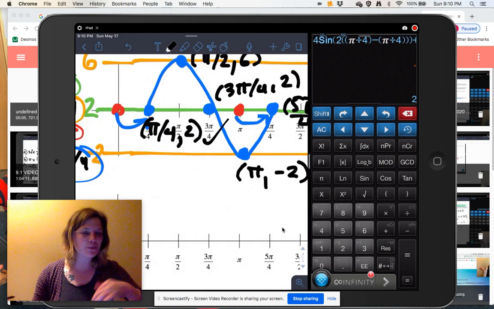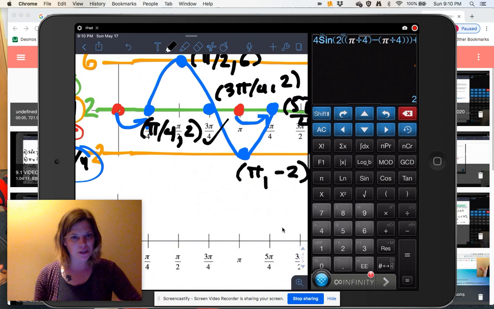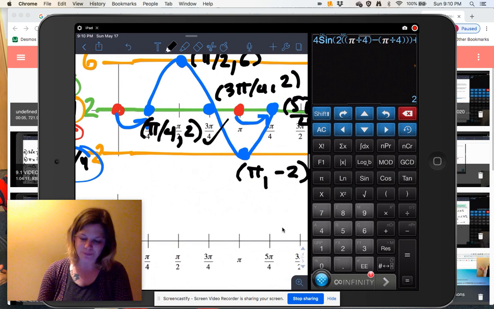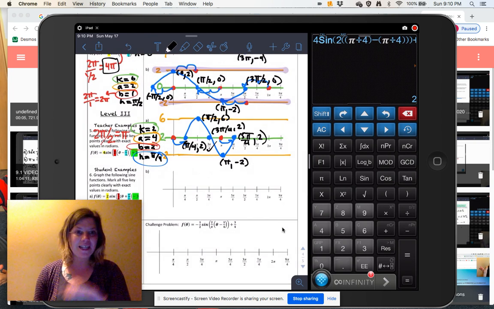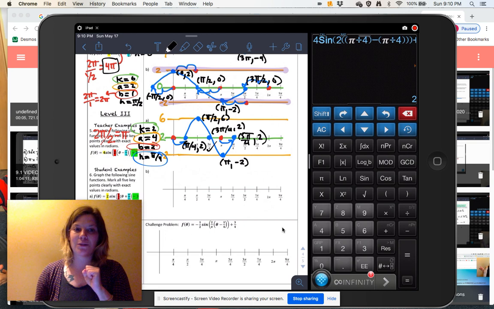Or you could go in the decimals, put in all the different H values, all the different x values, and see if you get the right points. Okay, go ahead and try the student example on your own. Then we'll come back and I will show you the answer.